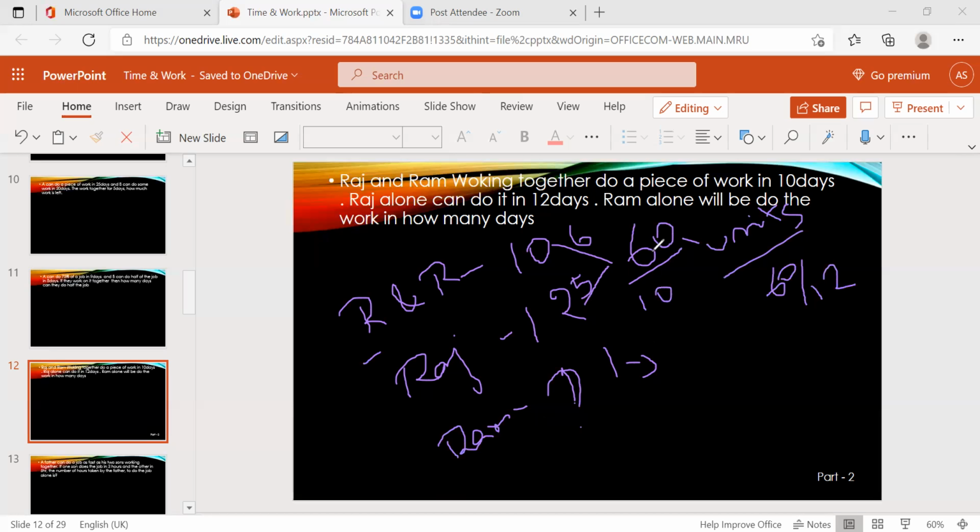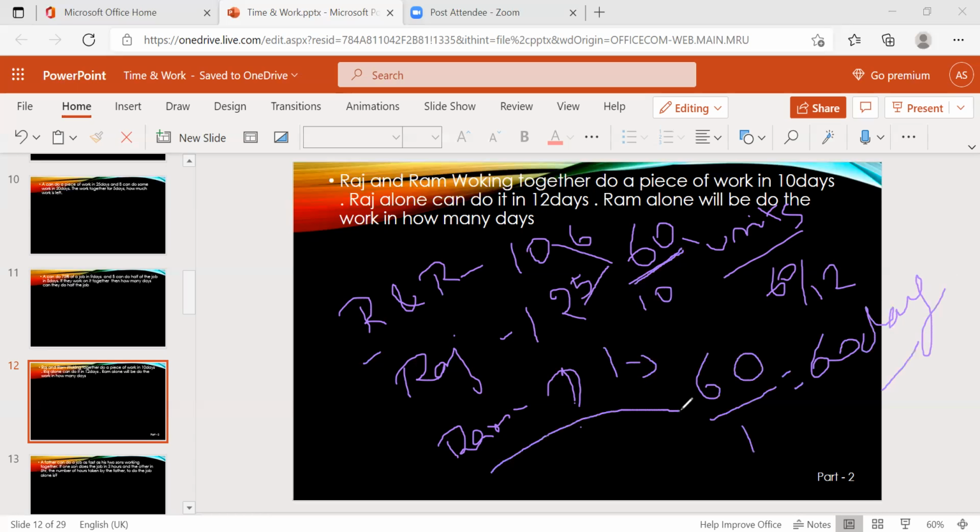So totally how many units are there? 60 units, that means 60 apples. 60 units by 1 day work is nothing but 60 days. They will give the days. So Ram can complete it in 60 days. Is it clear?